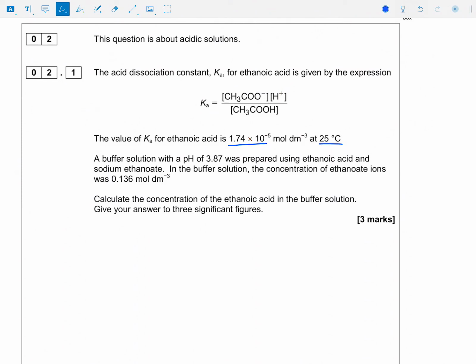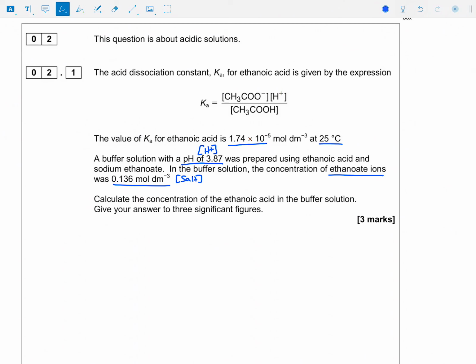A buffer solution with pH 3.87. Now, whenever I read pH, I know that I've got hydrogen ion concentration as well, because it's very easy to calculate from pH. So a buffer solution with pH 3.87 was prepared using ethanoic acid and sodium ethanoate. So good, we've got a weak acid and the salt of a weak acid. In the buffer solution, the concentration of ethanoate ions was 0.136 mole per decimeter cubed. So essentially that's our concentration of salt, isn't it? That's the concentration of ethanoate ions.